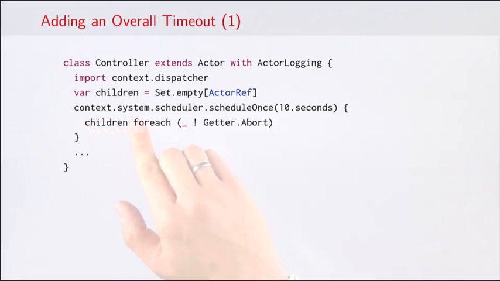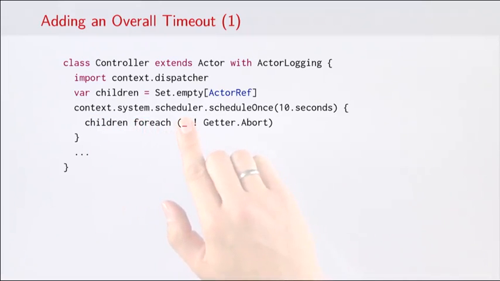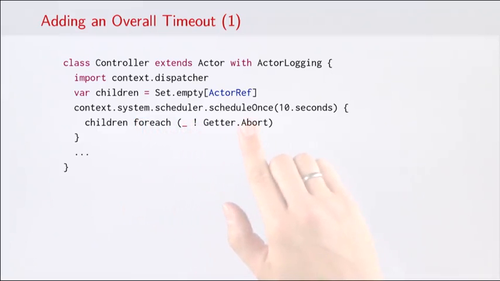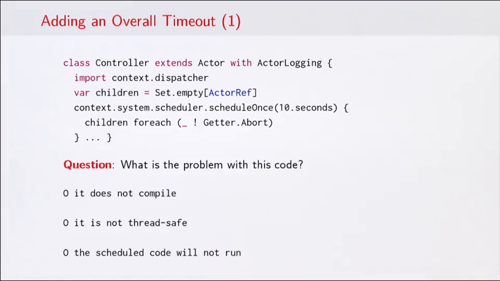The context gives you access also to the whole system. The system is the container in which all actors run, and it contains many services, among others also the scheduler. And you can ask it to schedule once in 10 seconds that this block of code runs. Now we say that after these 10 seconds we want to tell all children that they shall abort. What is the problem you see with this code?